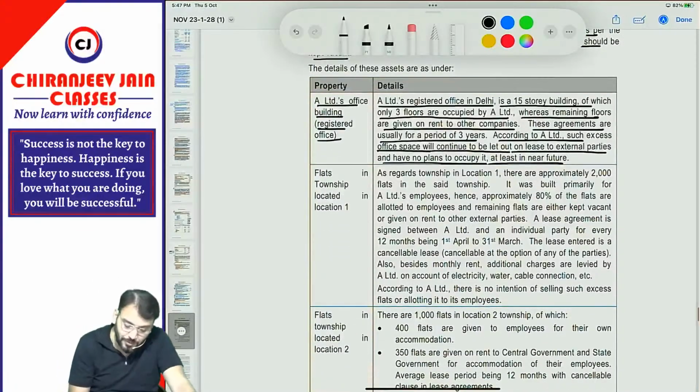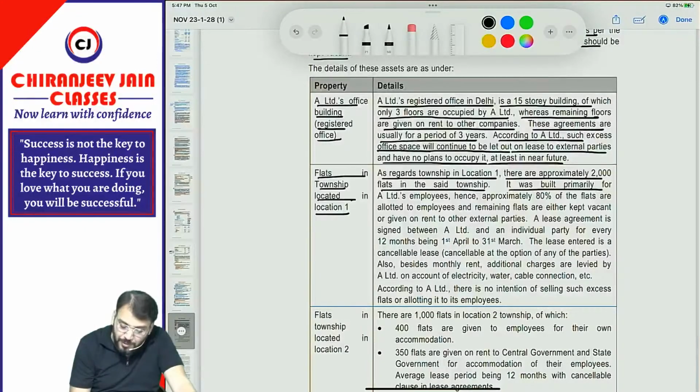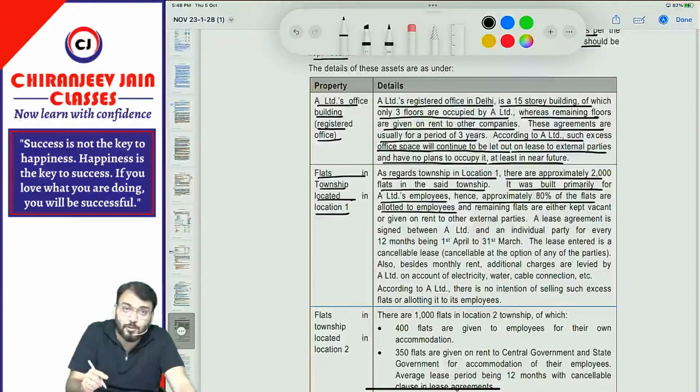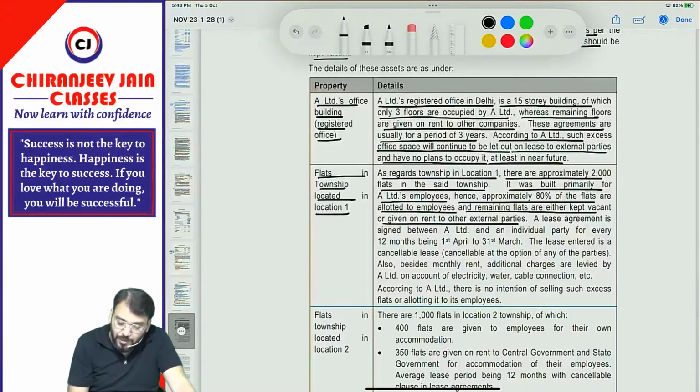Yes, sir. Some flats in township located in location 1. As regards township in location 1, there are approximately 2000 flats in the said township. It was built primarily for A Limited employees. Hence, approximately 80% of flats are allotted to employees. So whatever flats have been allocated to employees will be property, plant and equipment. And the remaining flats are either kept vacant or given on rent to external parties.